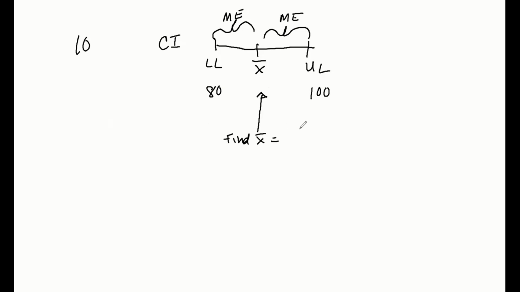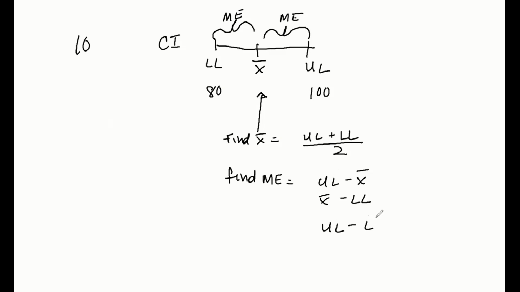to find X bar, it's going to be upper limit plus lower limit over 2. And to find the margin of error, you can do upper limit minus X bar or X bar minus the lower limit, or you can do upper limit minus lower limit over 2, because they're all the same. You got 2 of them here. So whatever works for you.